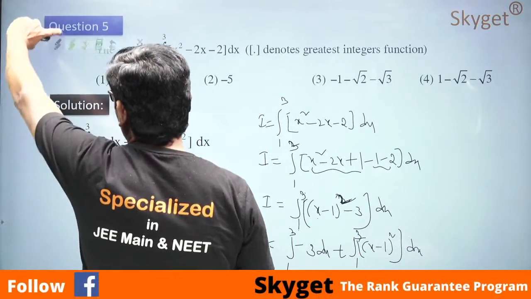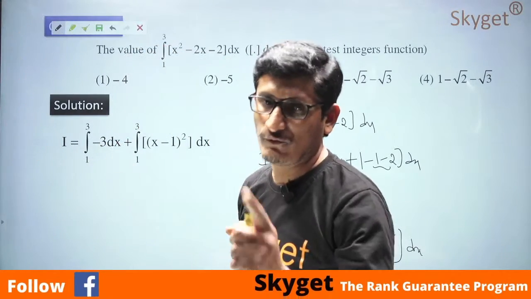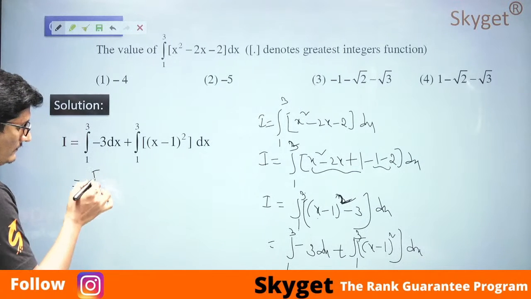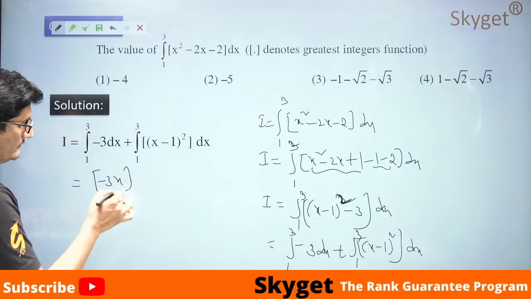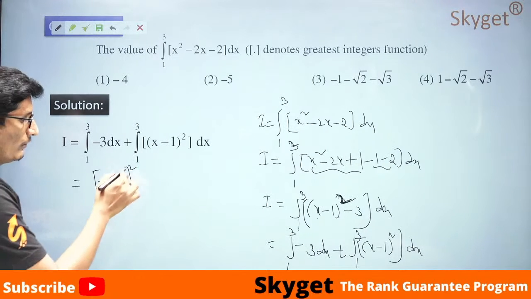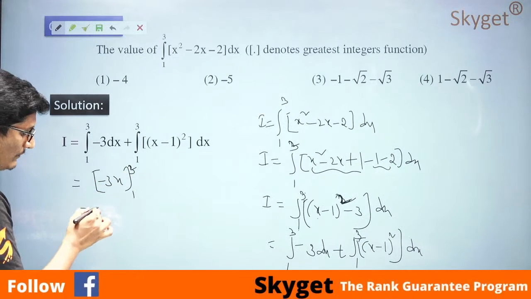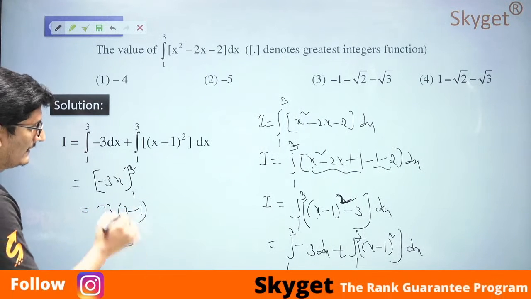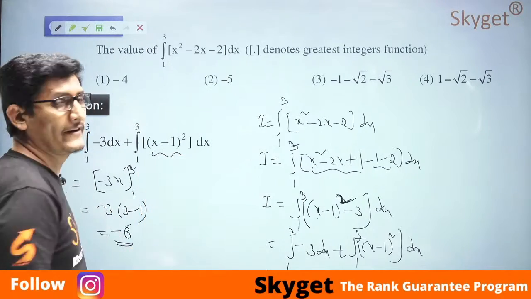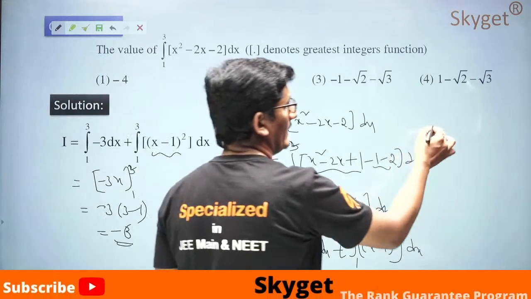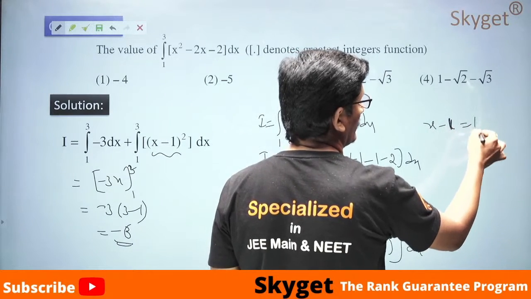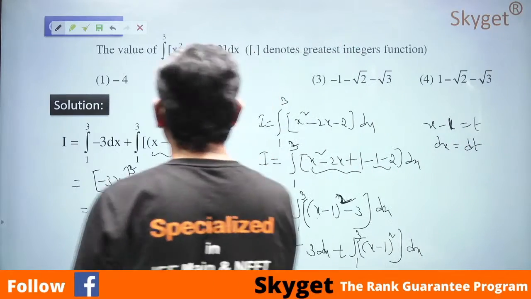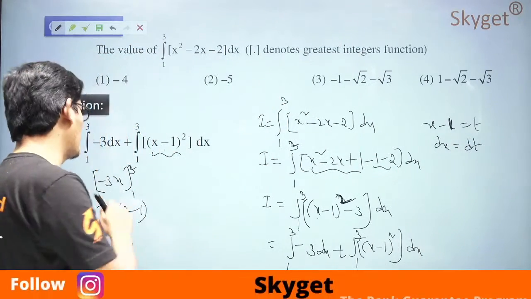Now integration from 1 to 3 of minus 3 dx: integration of 1 dx is x. So we can write minus 3x from 1 to 3. Minus 3 we can write outside: 3 minus 1 is 2, so minus 3 times 2 gives minus 6. Next, step of x minus 1 whole square. Let x minus 1 be equal to t. Differentiating with respect to x, dx is equal to dt. So instead of x minus 1 we can write t, so we get t square here.